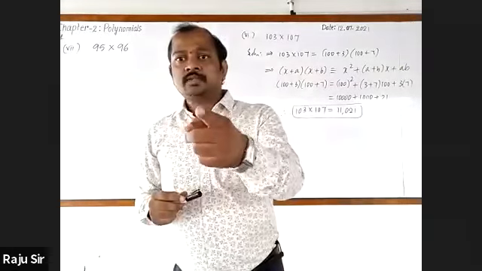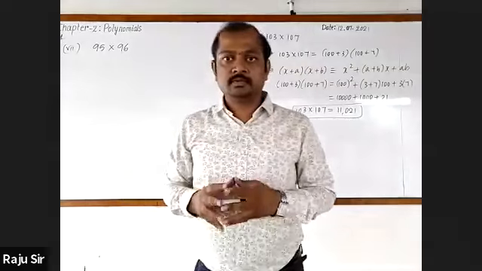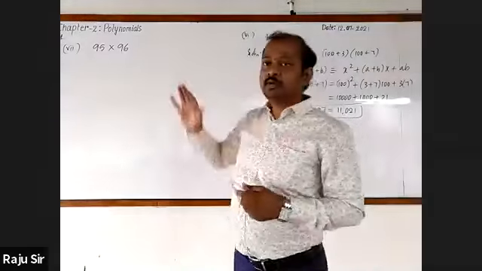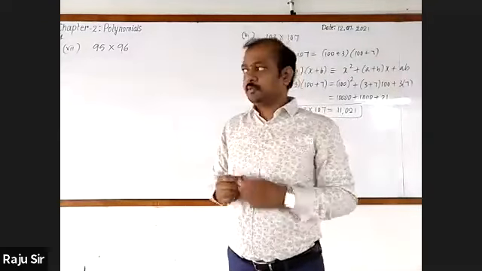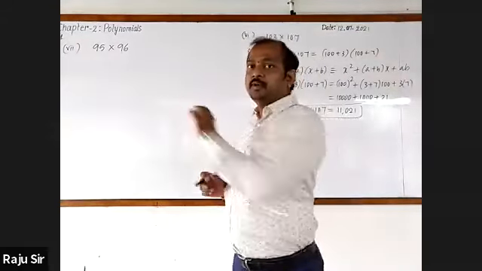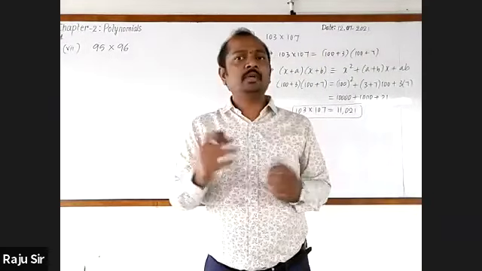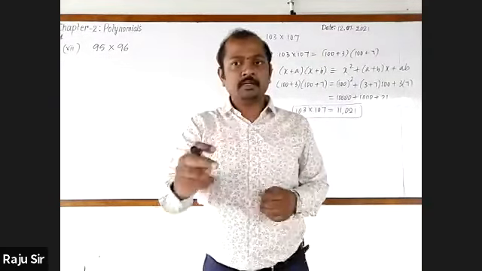Who is telling? Tejasvi or Samarth? x plus a into x plus b equals x square plus a plus b into x plus ab. It can be written in the form of x plus a into x plus b. Then how did you come to know this identity can be used?